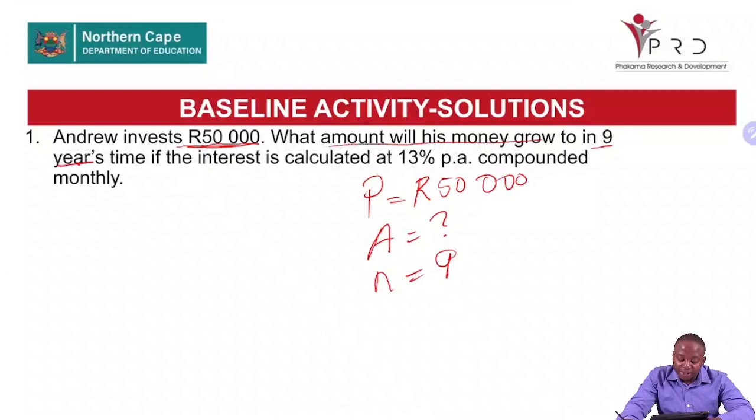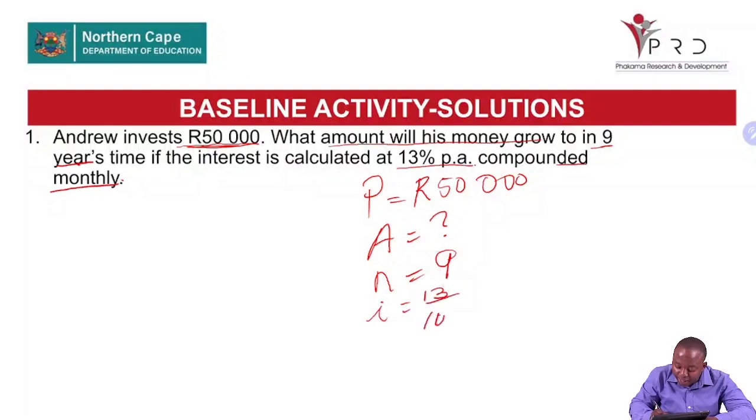Now the interest rate is calculated at 13% per annum compounded monthly. Now remember that we have interest rate quoted as a percentage. So the first thing that we do, we take that interest rate, we divide it by 100 to get our i.